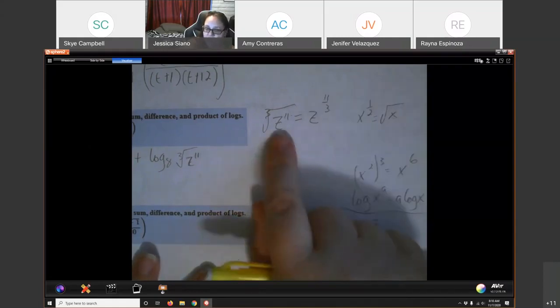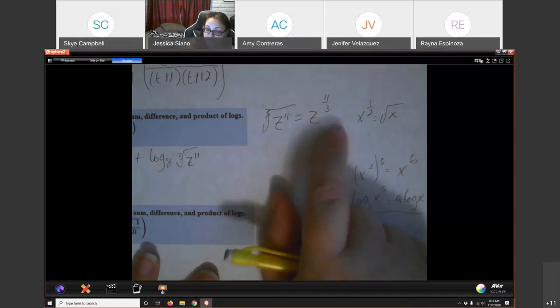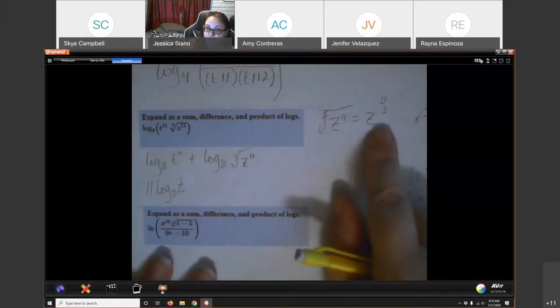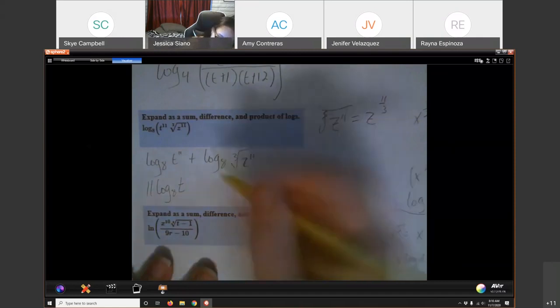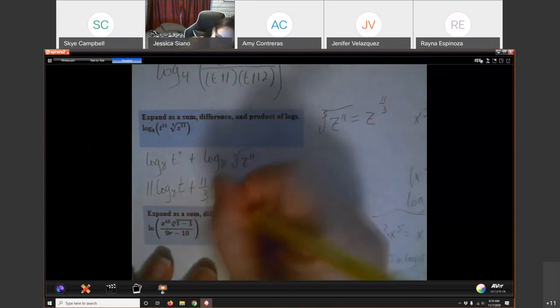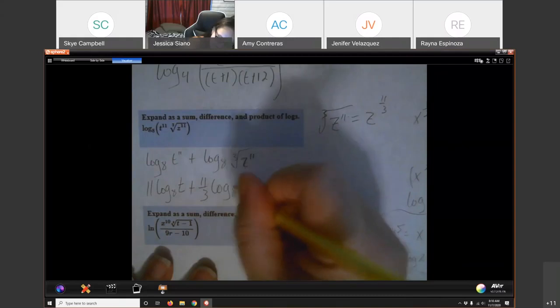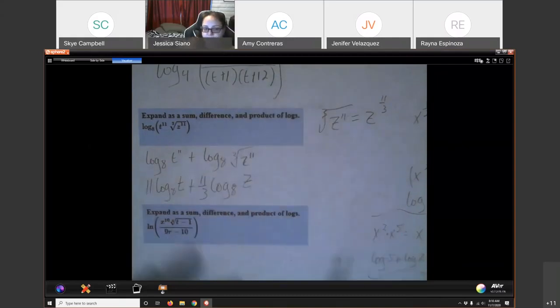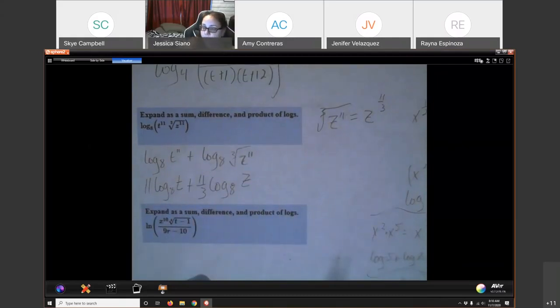This is the cube root of z to the 11th, which is the same as z to the 11 thirds. So this 11 thirds is what I'm going to bring out. Like that. Okay.